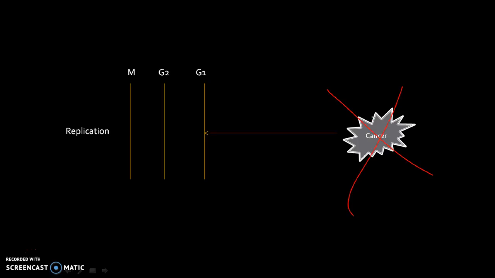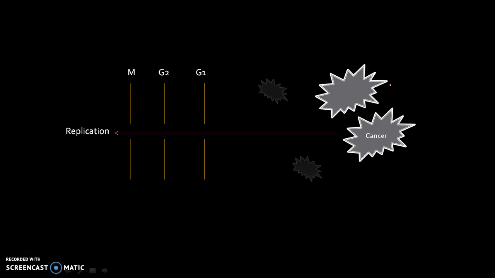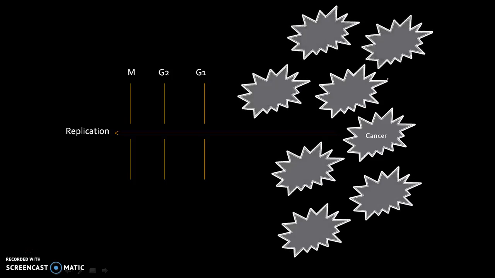However, if these checkpoints aren't working properly, like if a protein isn't functioning as it should, then it can easily travel through. And then it can replicate, which at that point becomes a serious problem. It'll start multiplying first to 2, then to 4, then to 8, and you get the rest.